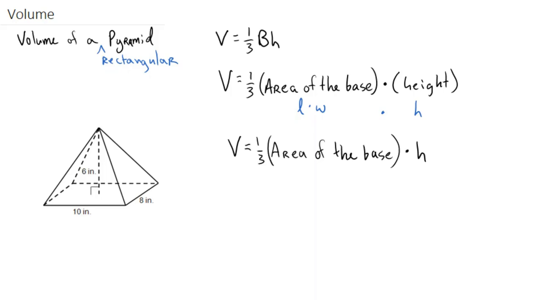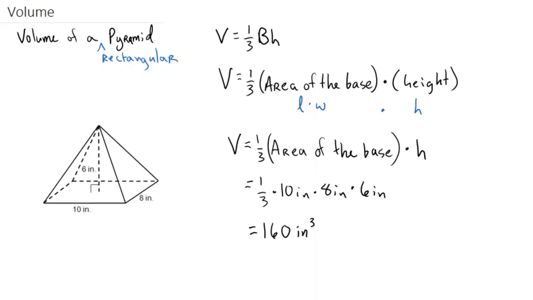So we're going to have 1/3, the area of the base would be the 10 inches times the 8 inches. And then the height would be 6 inches. So you get all that written out, and then you calculate it out. And what you're going to get is that it's 160 for the 1/3 times 10 times 8 times 6, and then inches cubed, because inch times inch times inch is inch cubed.